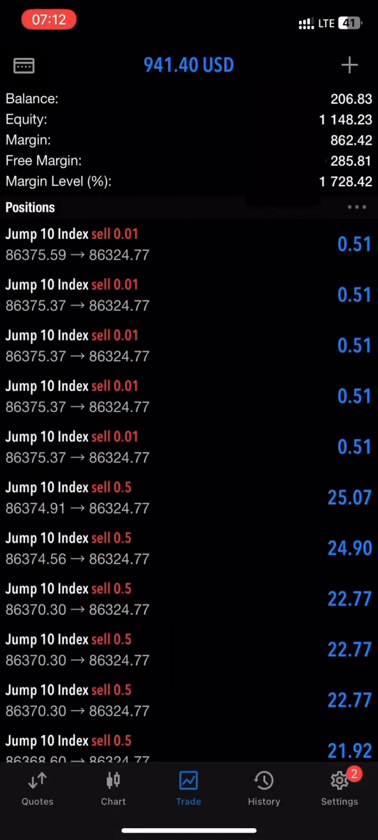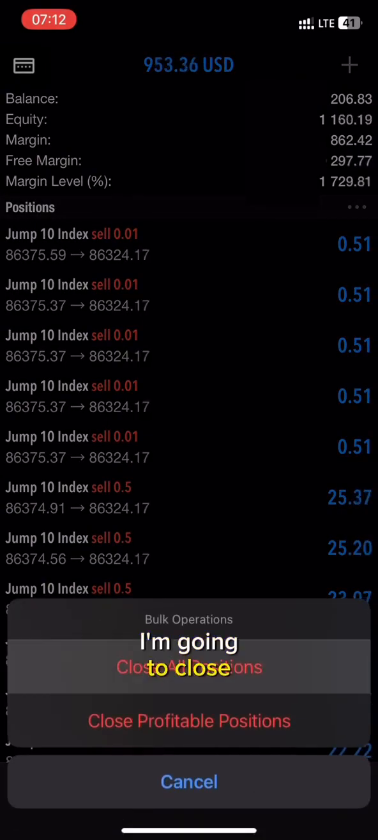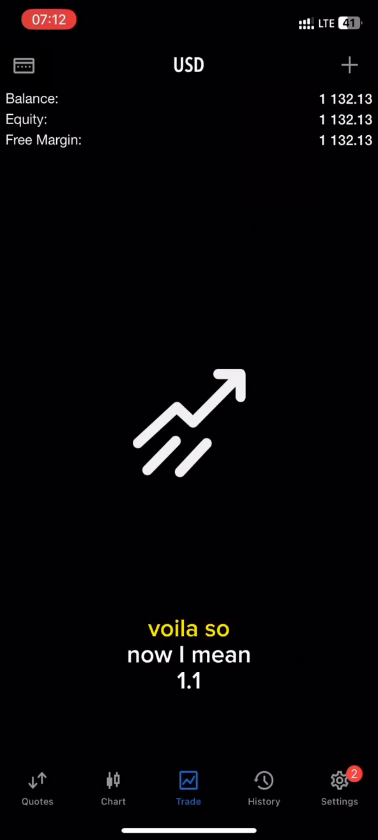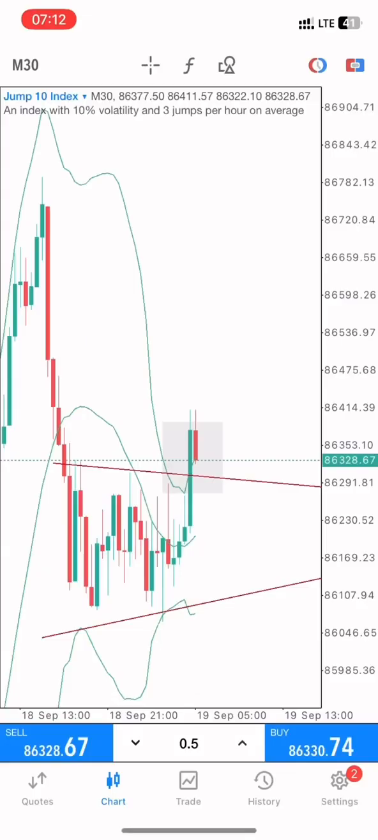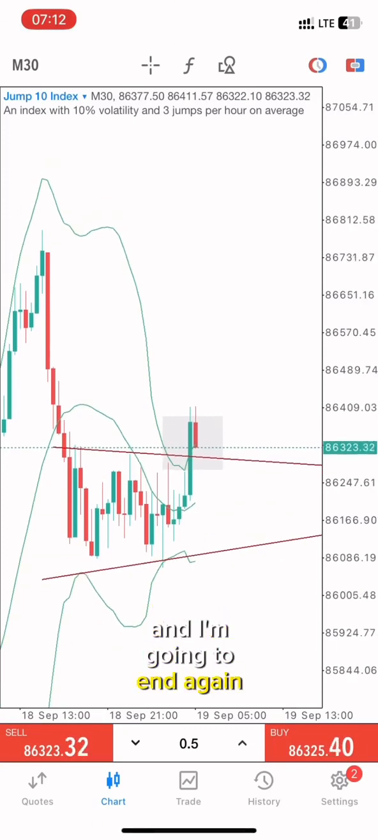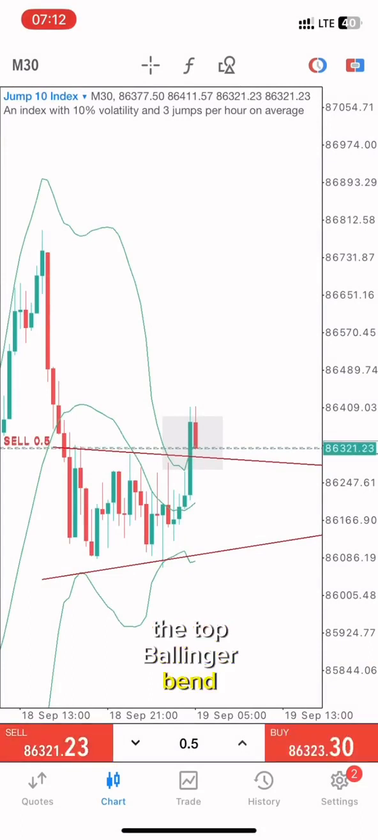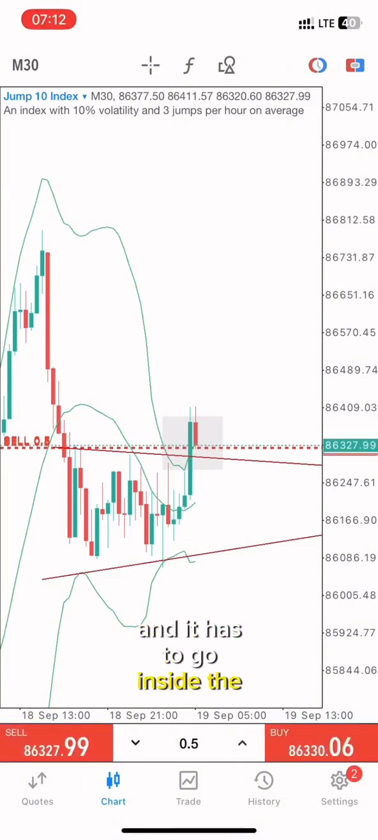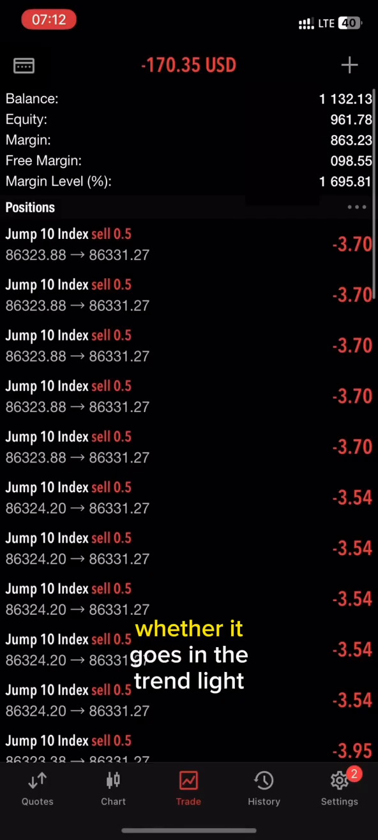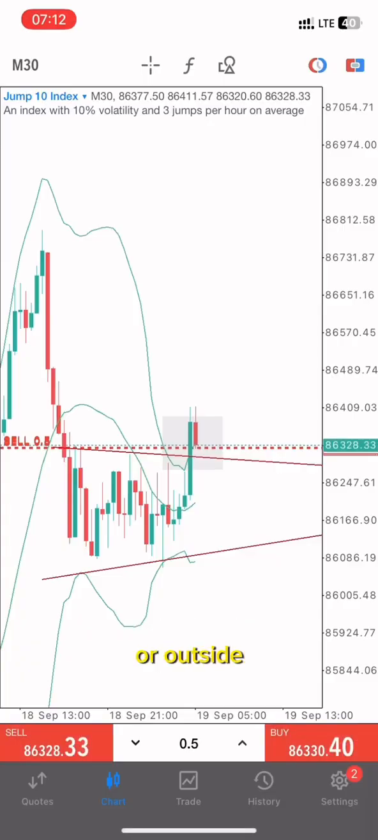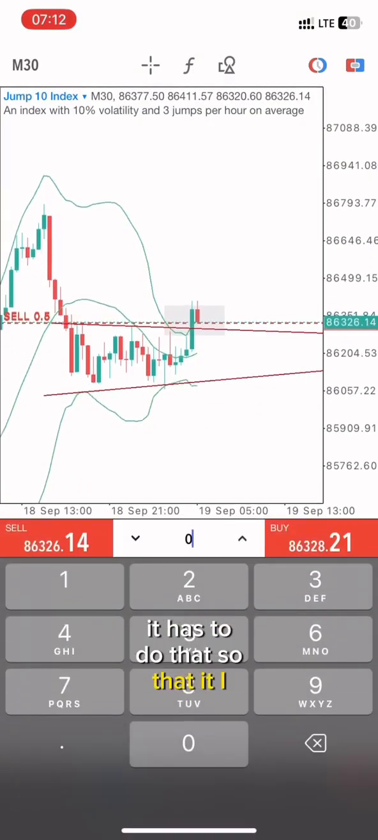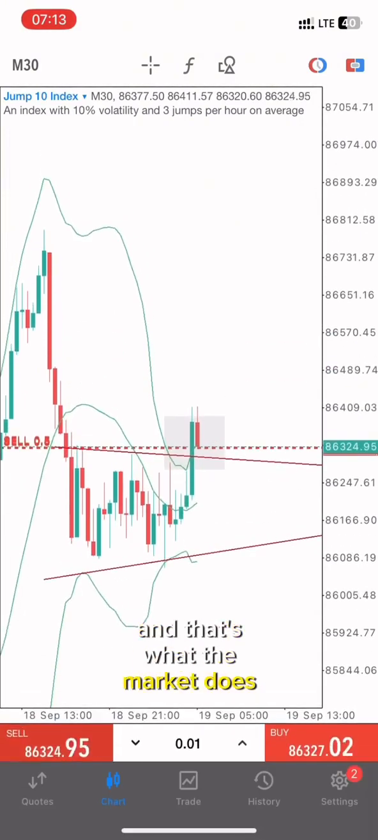And look, I'm going to close. Voila. So now I'm in 1.1. I like this trade and I'm going to enter again because, like I've said, when it crosses the top Bollinger Band, it has to go down, and the candle has to close while it's the retest candle, and it has to go inside the trend line so that I can see whether it goes in the trend line or outside. That's what the market does.